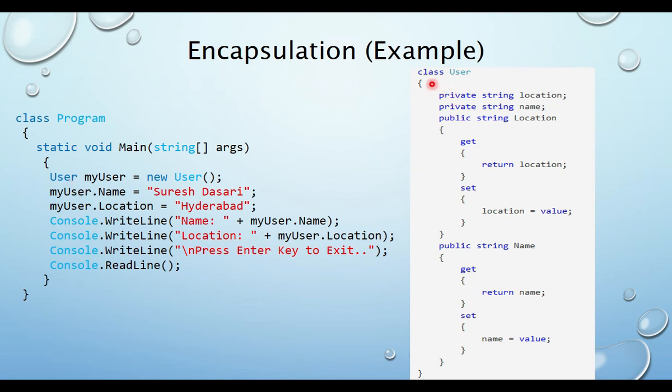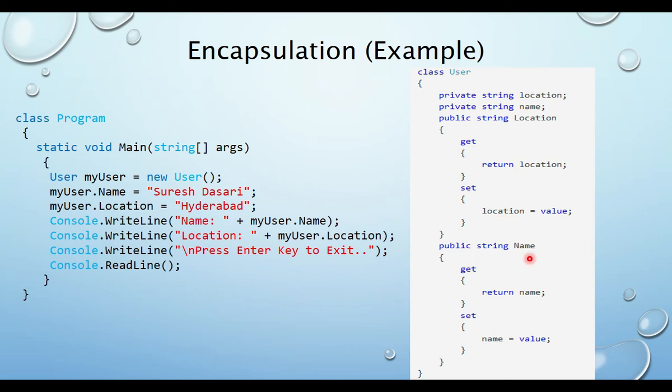So on this side, we have the class User with two variables and two properties. The variables are location and name. These variables are also called fields. Then we have two properties, Location and Name, in capital letters. Inside of the Location property, we have the getter and the setter. The getter portion will return the value of the location field, and the setter portion will assign a new value for our field.